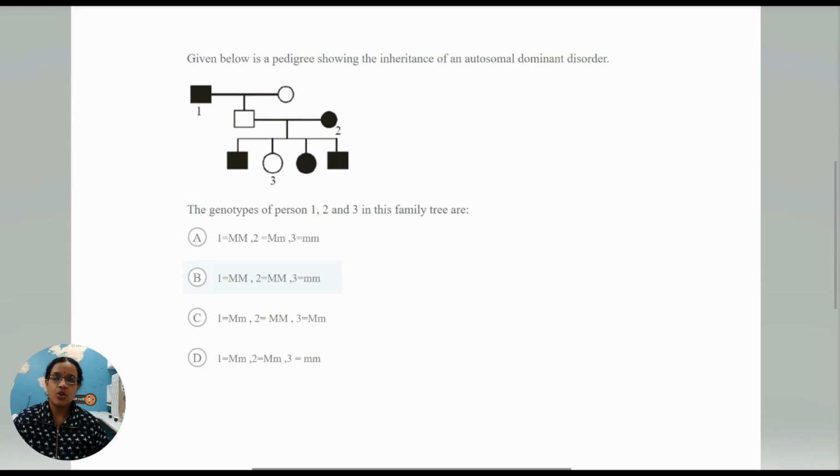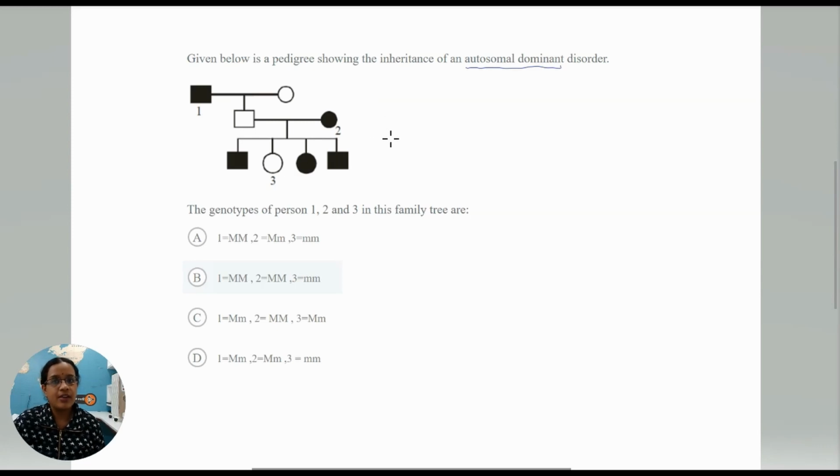Today I would like to solve a few questions and give you a few insights about the concepts involved in them. Okay, let's go to the first question now. Let's read it out. The first question says: given below is a pedigree showing the inheritance of an autosomal dominant disorder. We need to assign genotypes for persons 1, 2, and 3.